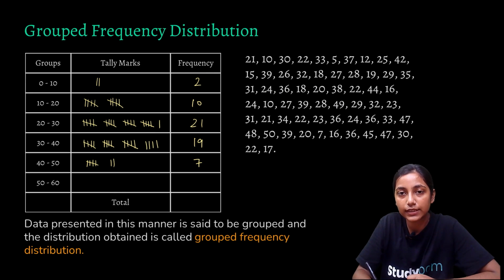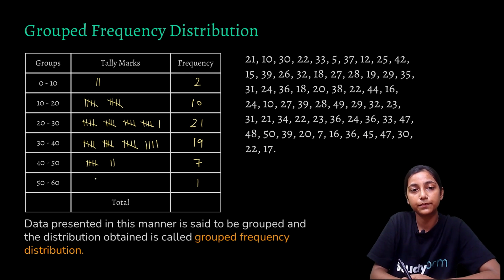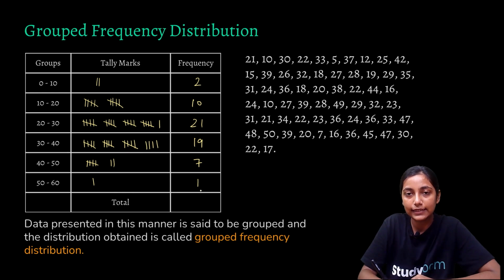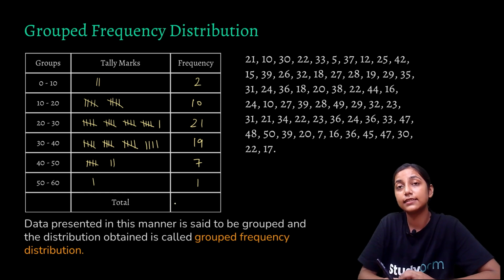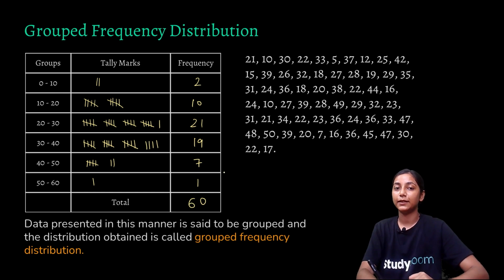For 50 to 60 you can check. We have only one student with 50 marks. Now you will be adding these, and you will see that the total is 60, because we need 60, as this data is of 60 students in total. So see 9, 10 and this 17, 18, 19 and 20, 0, 2 will be here, 2, 3, 4, 5, 6. So we have a total of 60.